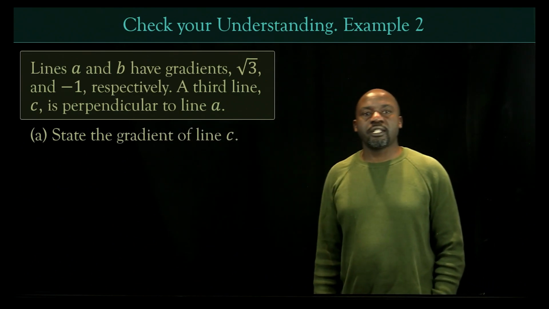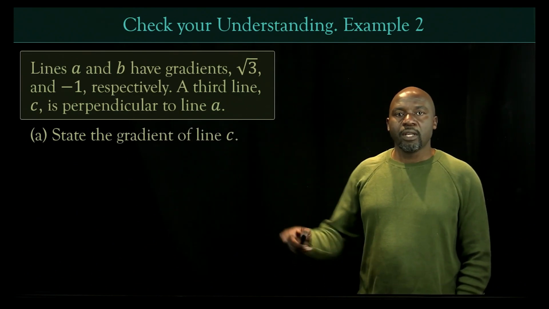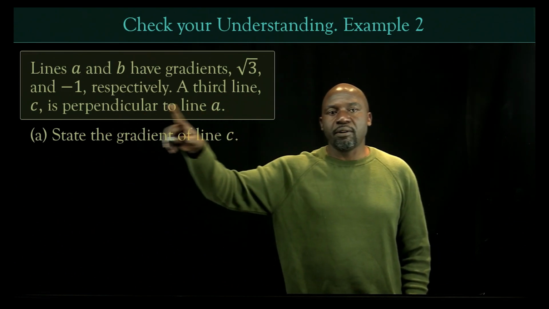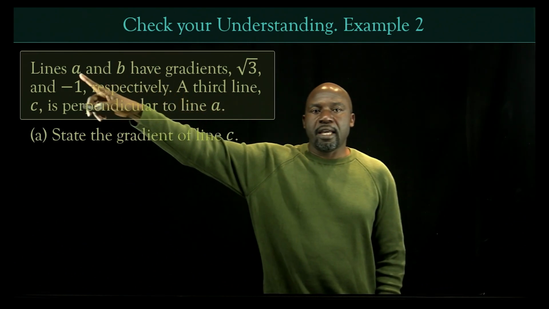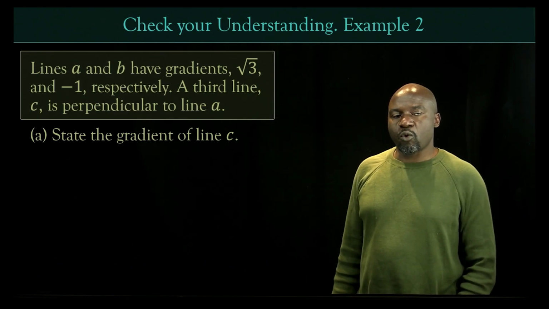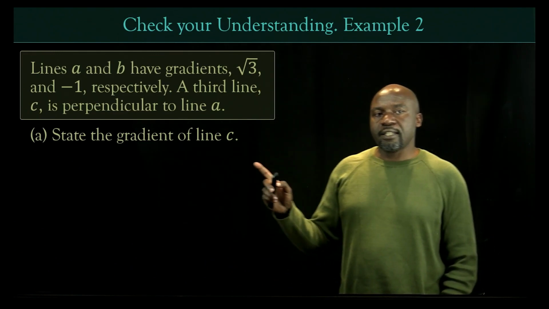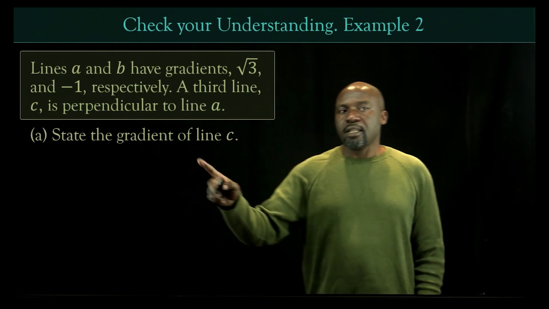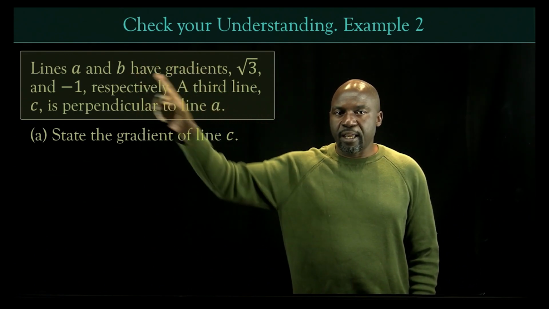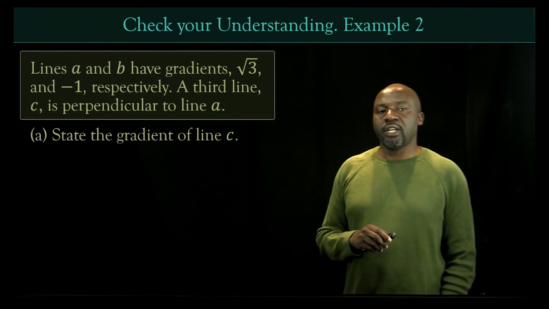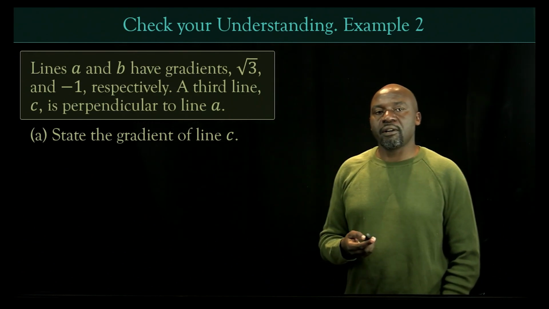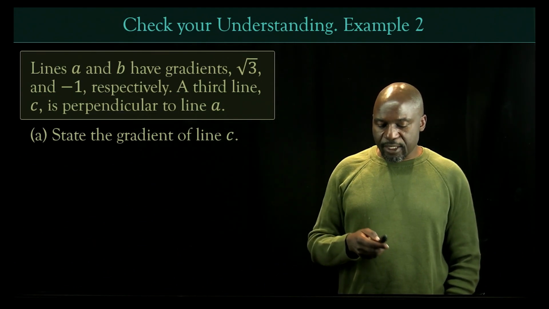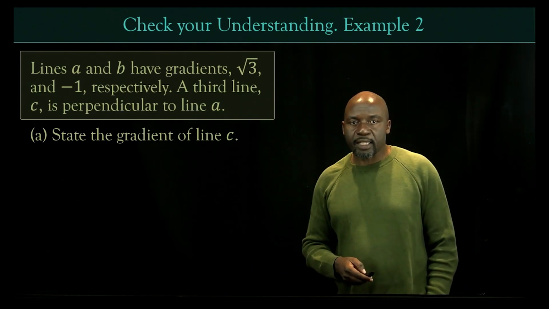So let's start with A. State the gradient of line C. The question says a third line C is perpendicular to line A. Now line A has a gradient of the square root of 3. So if line C is perpendicular to it, then the gradient of line C times the gradient of line A must be equal to -1. If we multiply the gradient of line C with the gradient of line A, we must get -1. That's how we reason.